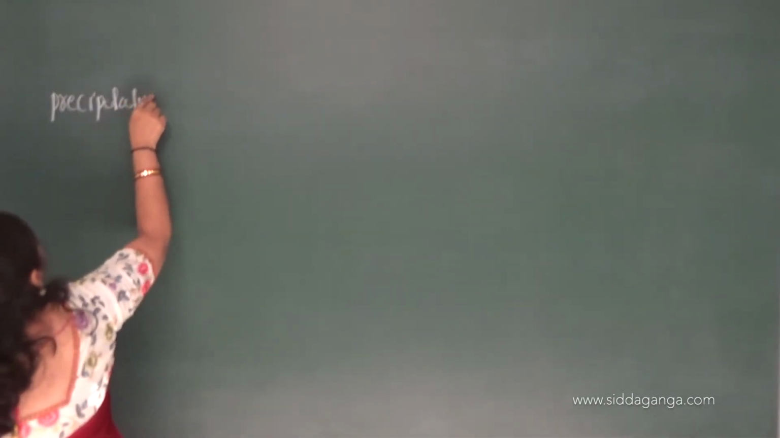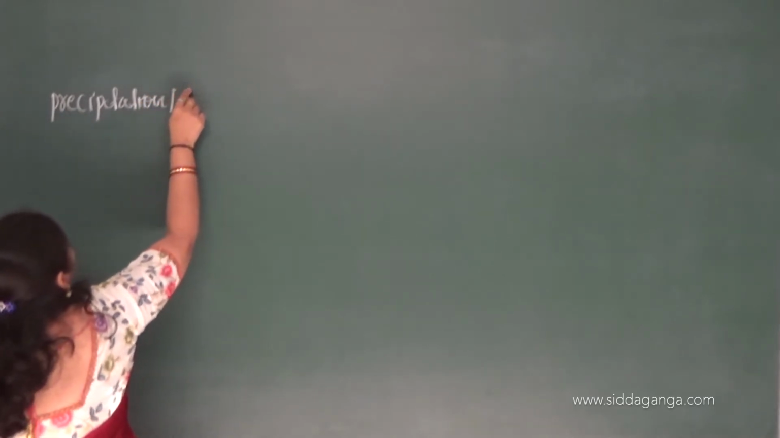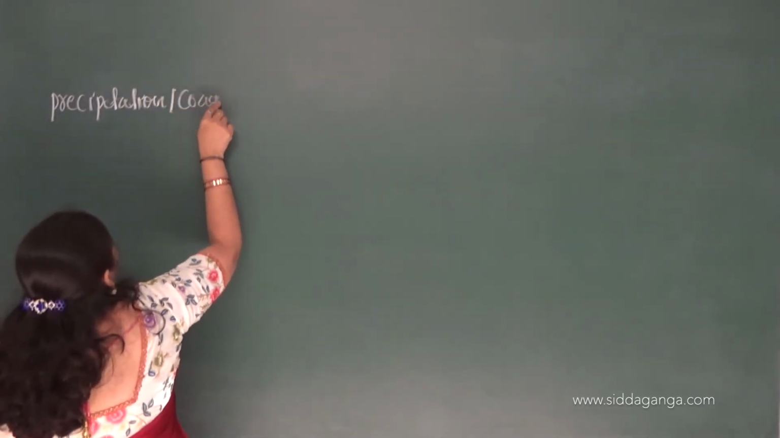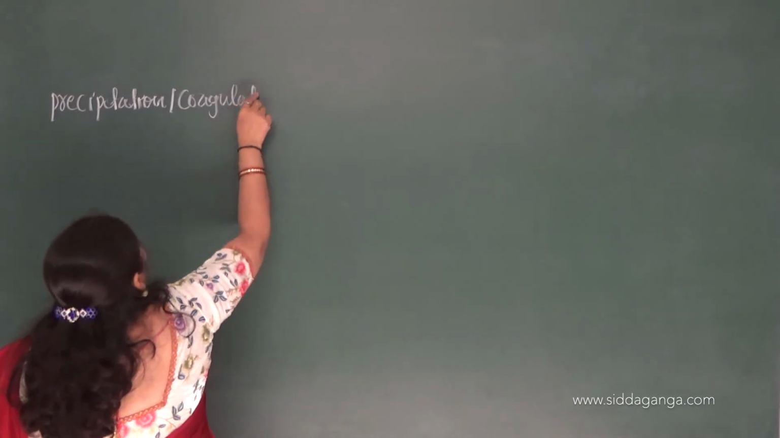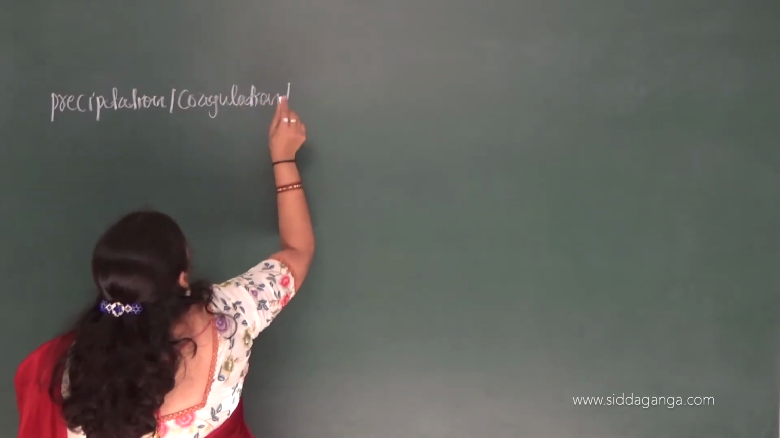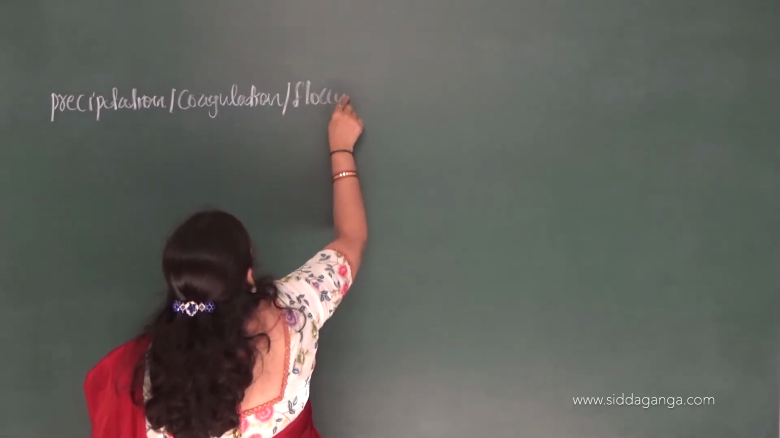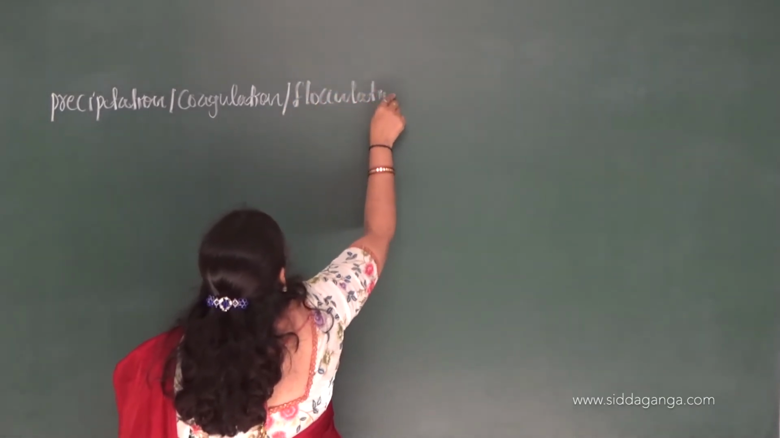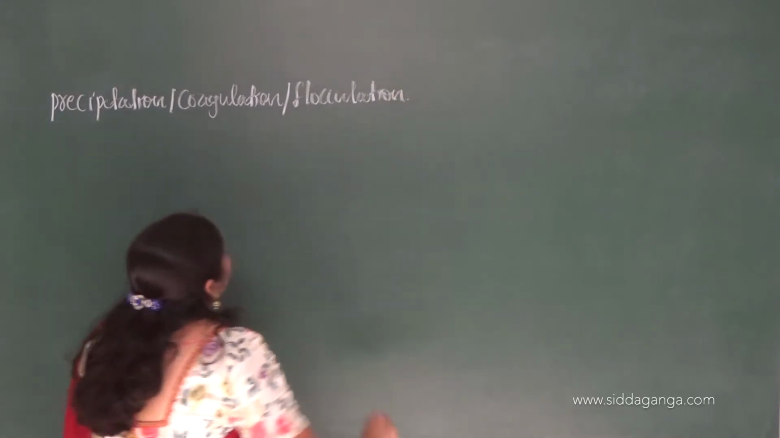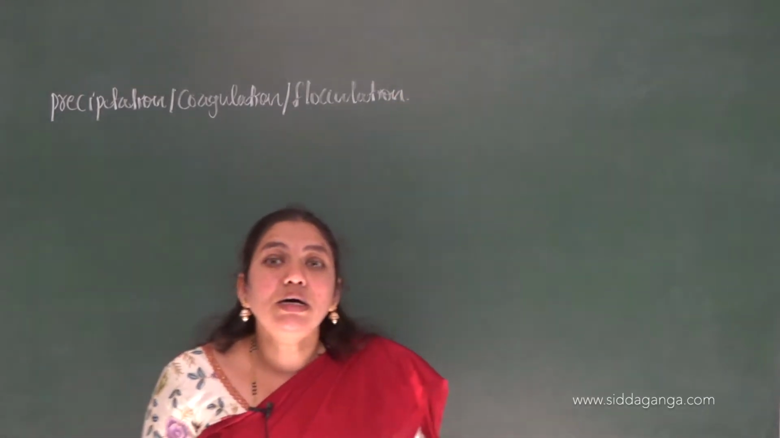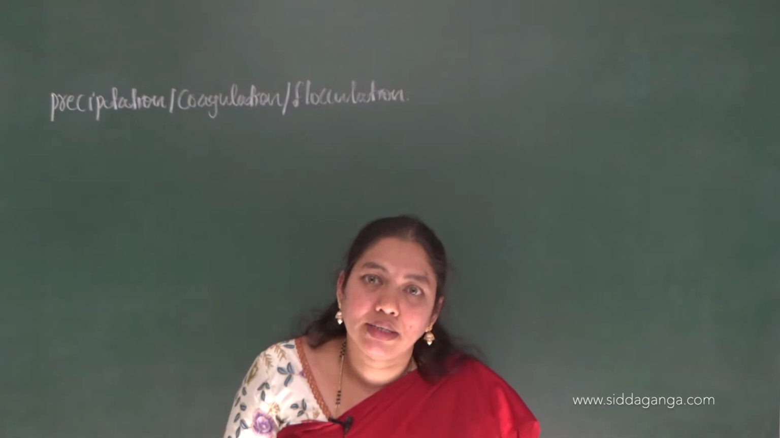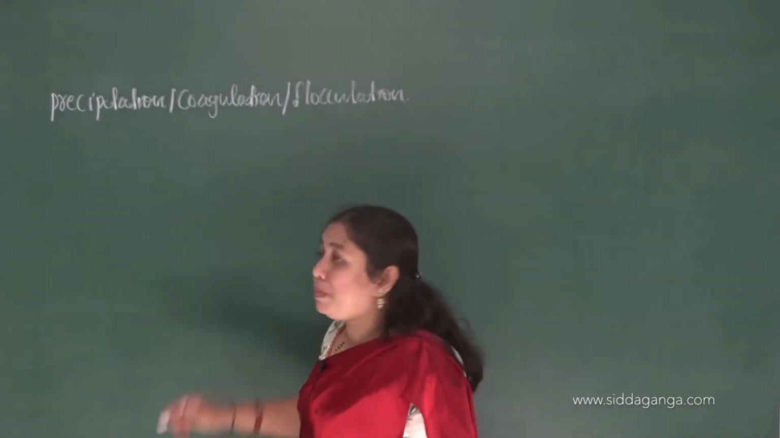Precipitation, or we can say coagulation, or we can also call it flocculation. Any of these names we can use for that. That is the next property of the colloids, right? So what is this precipitation?